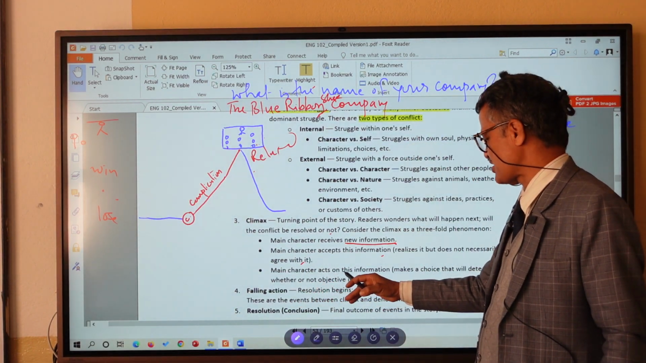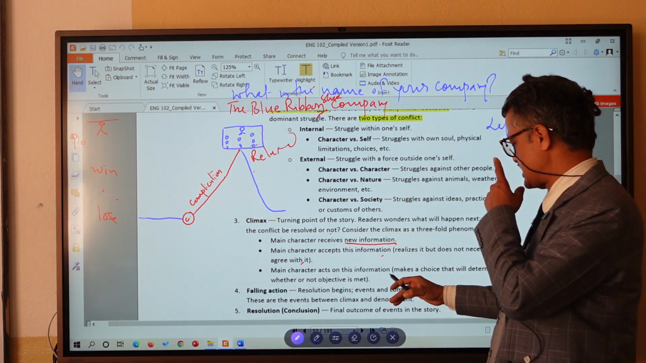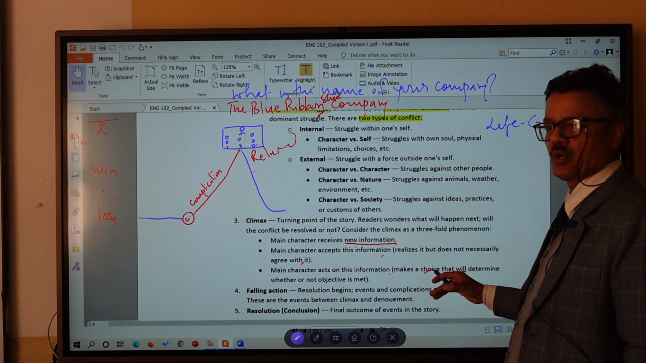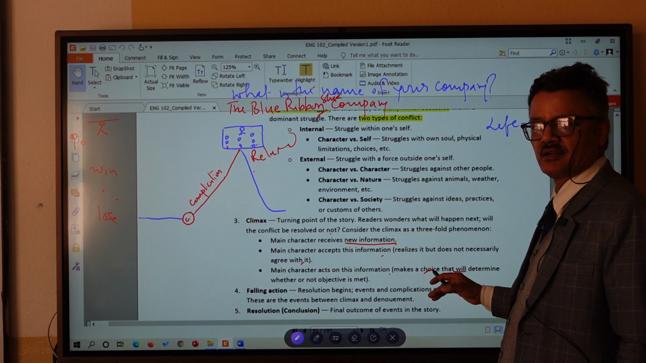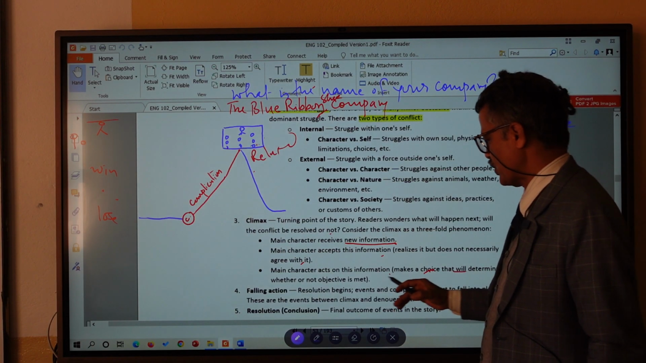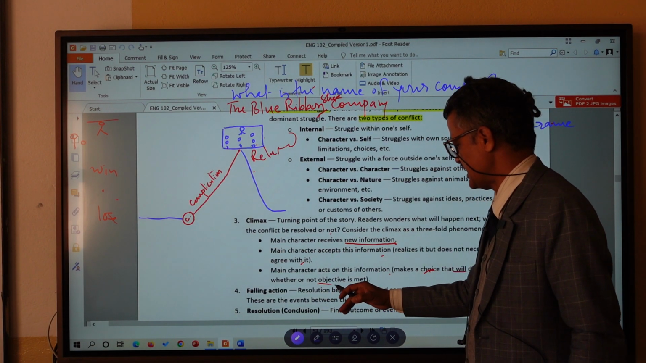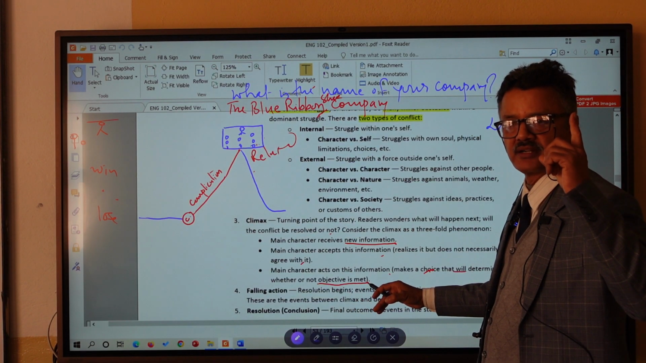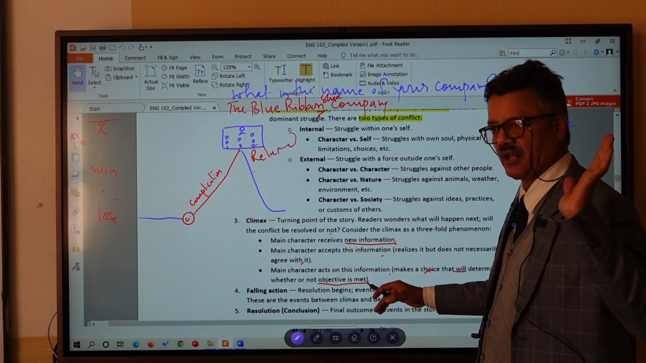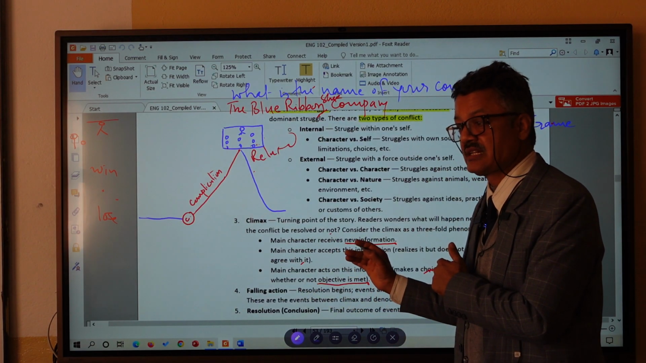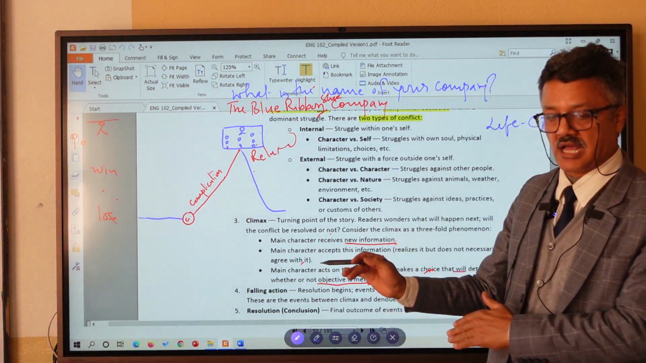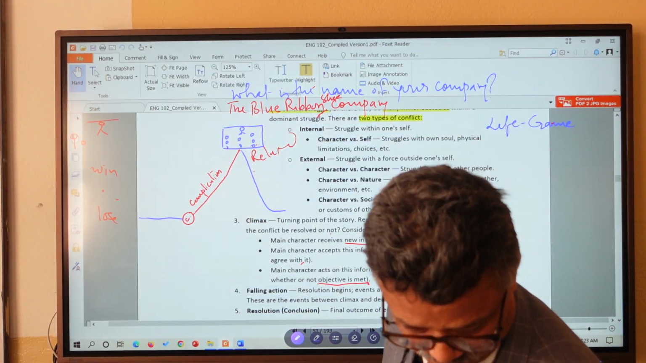Main character acts on this information, on this question. Makes a choice that will determine whether or not the objective is met. I will answer this question. I will not be silent. If I answer the question, my crazy idea will be implemented. If I can't answer the question, I'll fail. Then he answers the question and his idea is implemented. This is the climax, right? Move ahead.